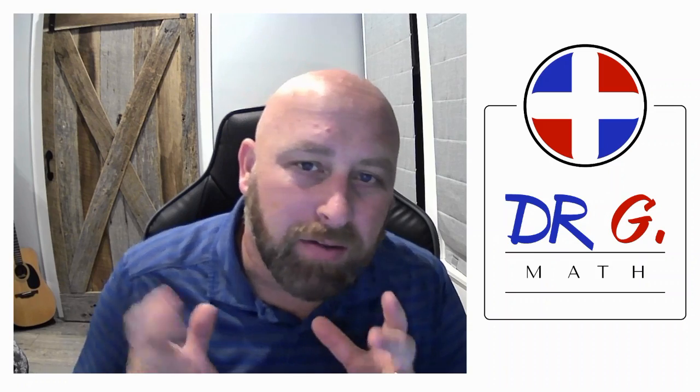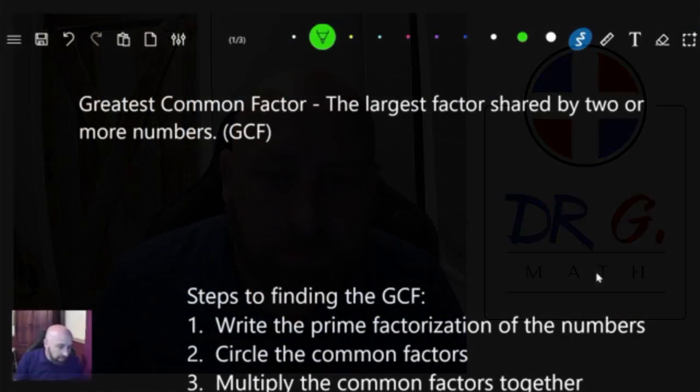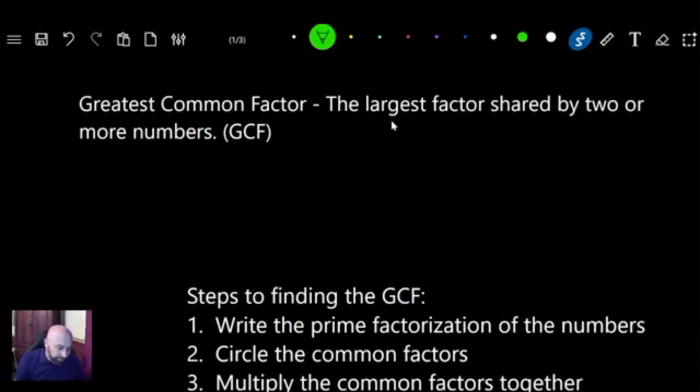Today we're going to be doing lesson 1.7, and that is in your book on page number 28. Page 28 in your book, 1.7, we're going to be talking about the greatest common factor. All right, greatest common factor. So go ahead and look down here on the screen. Greatest common factor, what is it?